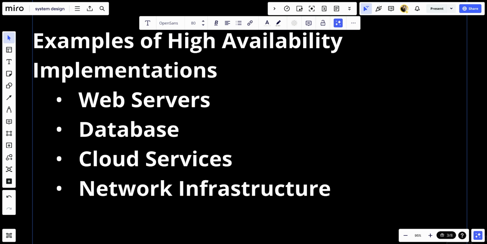So, in conclusion, high availability is a critical aspect of modern system design, especially for businesses and services that require continuous operation and minimal downtime. By incorporating redundancy, failover mechanisms, load balancing and other high availability strategies, organizations can achieve greater reliability, enhance user experience, and ensure business continuity. While implementing high availability can be complex and costly, the benefits of reduced downtime and improved reliability often outweigh the challenges. So that's it for this video, and see you in the future.